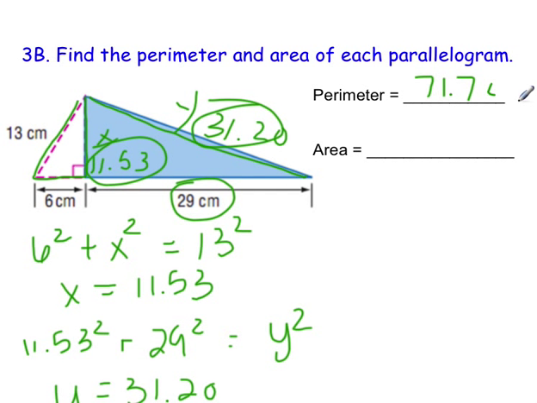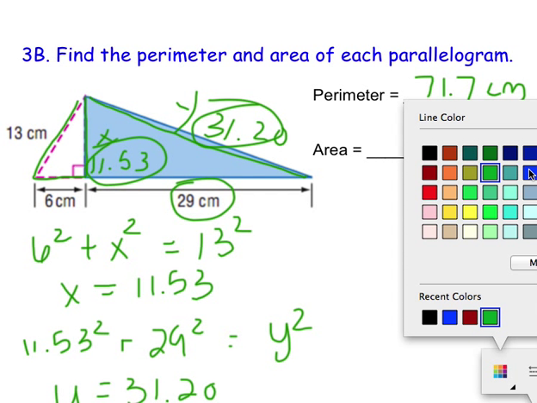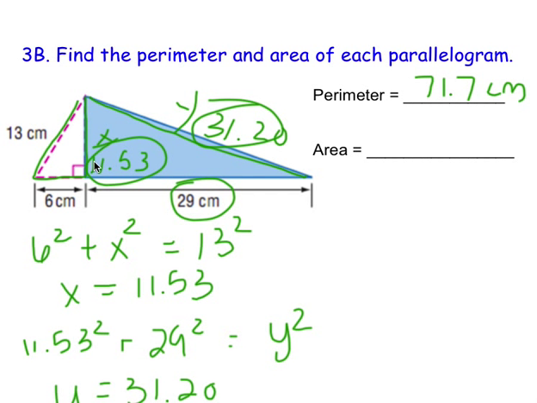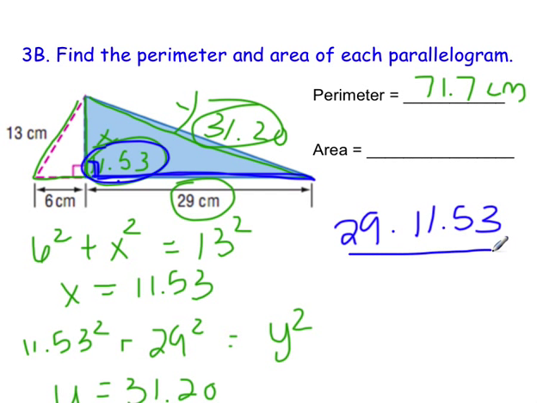Now let's find our area. We need to find our base. Your base is always going to be at a right angle with the height. If you notice right here, this is what's at the right angle with the height. That makes 29 centimeters the base. So our base is 29 and our height is 11.53, and then we want to divide that by 2. We multiply that out and then divide by 2, and when you do that, you get 167.19 centimeters squared.